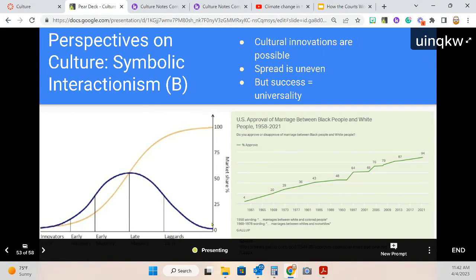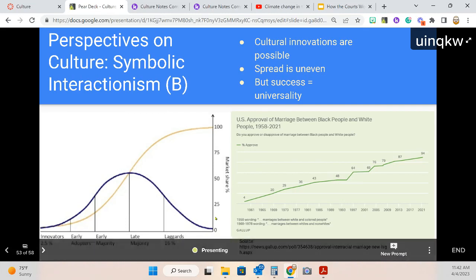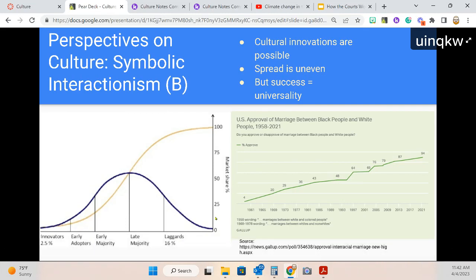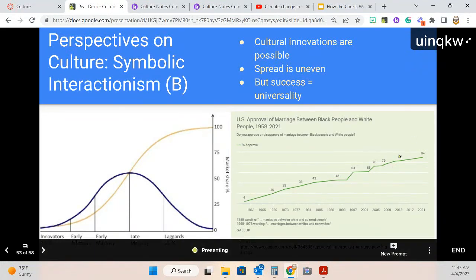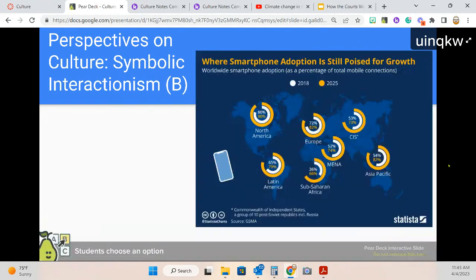But there are still the laggards. Right? Now, laggards can sound just insulting. It just means the last people to adopt, or maybe the people who never adopt a cultural innovation. And as we can see from this, there's still about 6% that have not signed on to interracial marriage.